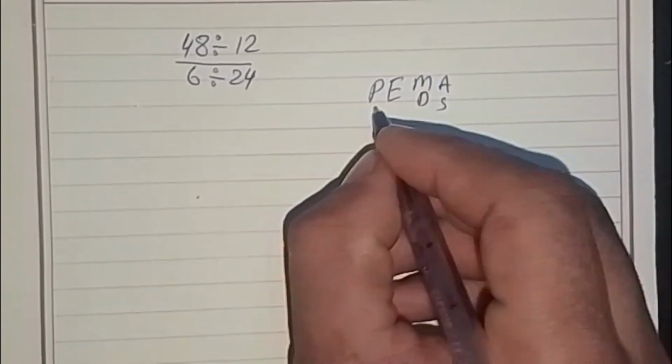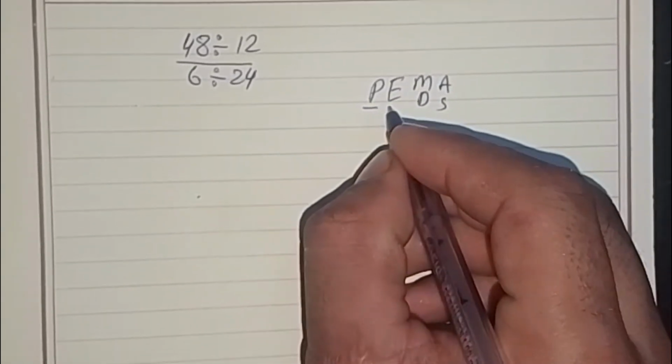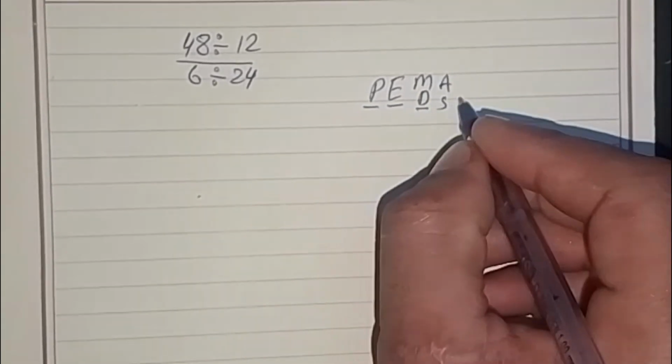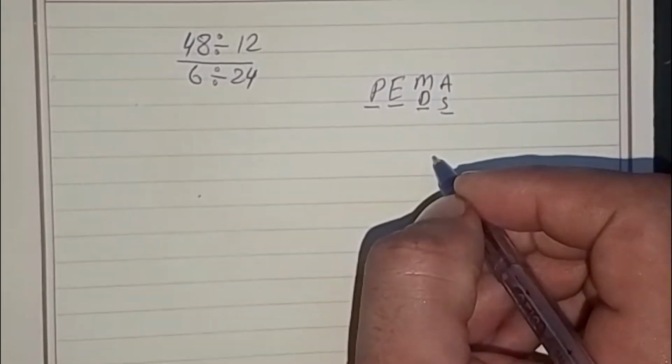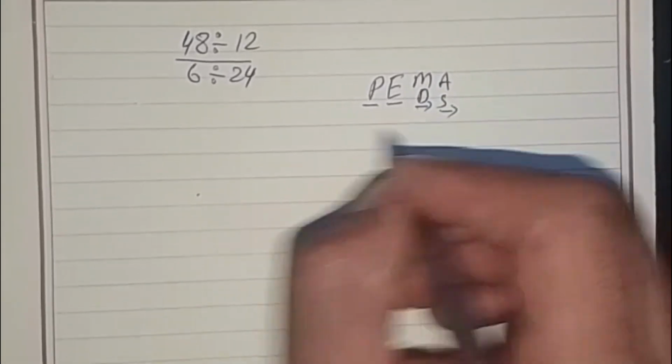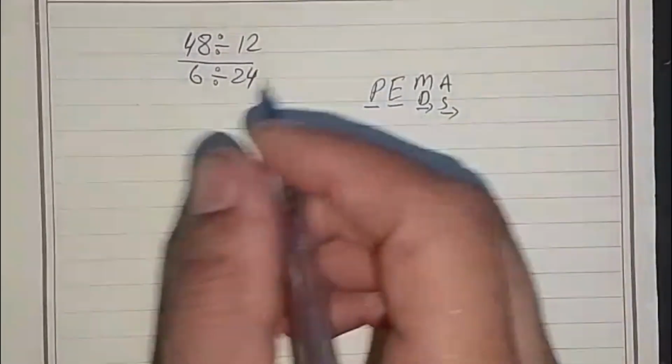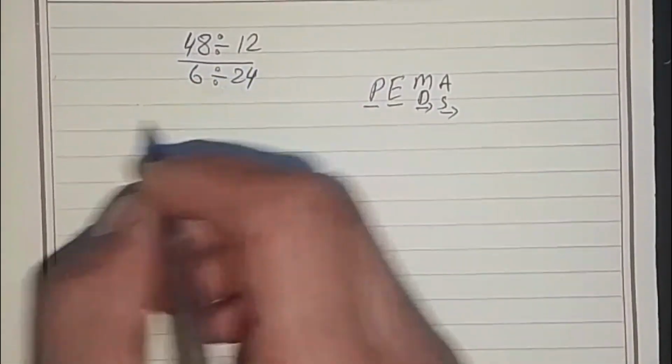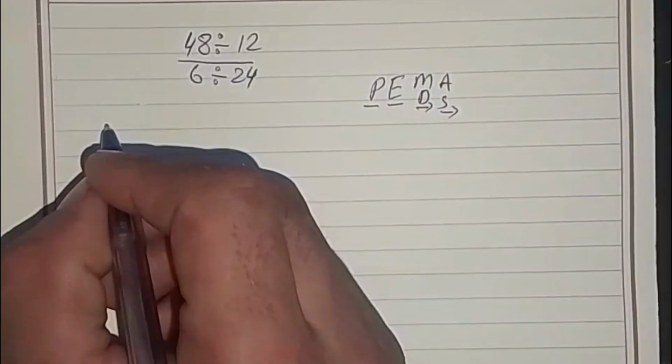According to the PEMDAS rule, first we solve parentheses, then exponent, then multiplication or division, and then addition or subtraction. Multiplication or division we solve from left to right, and addition or subtraction we solve from left to right. So now we solve it.